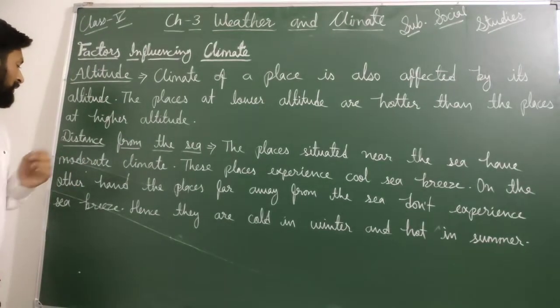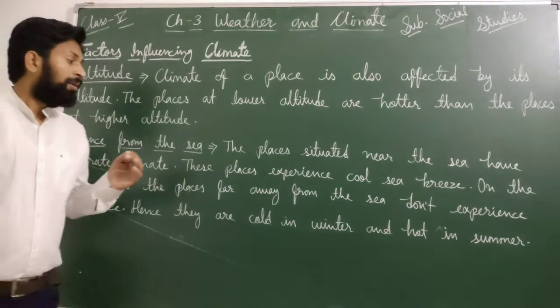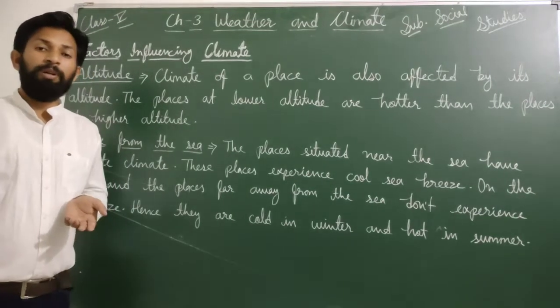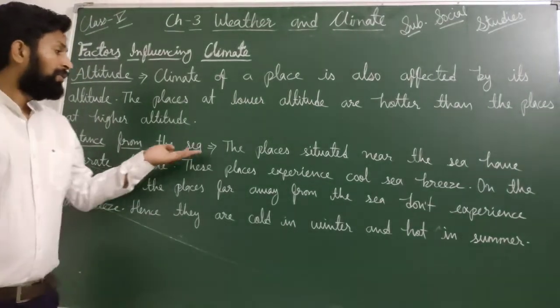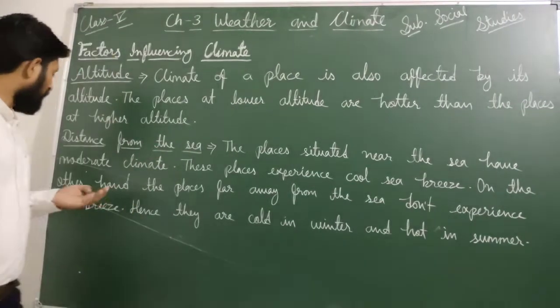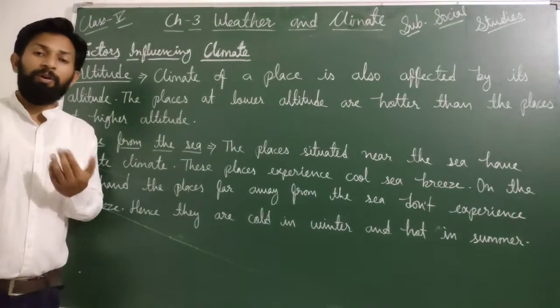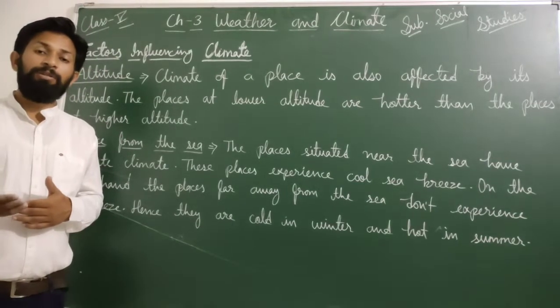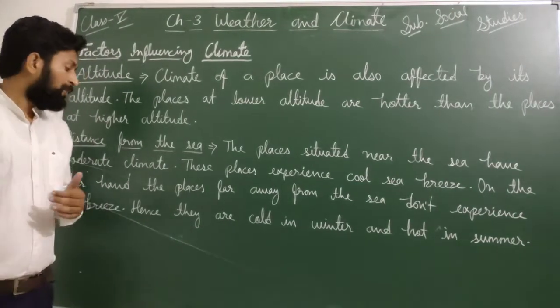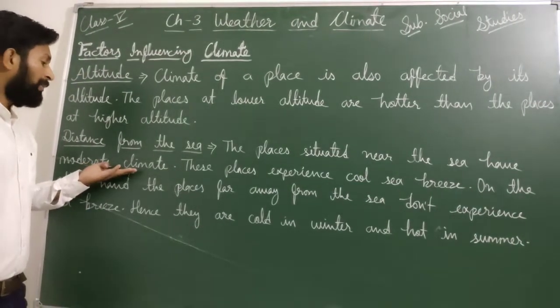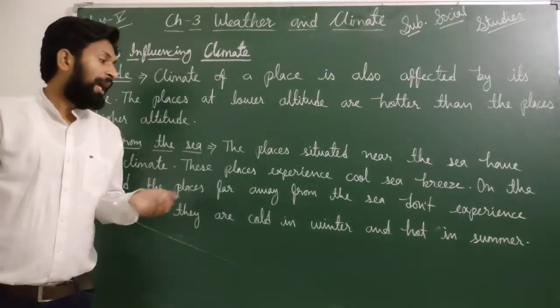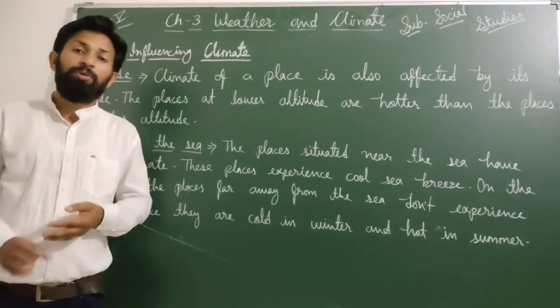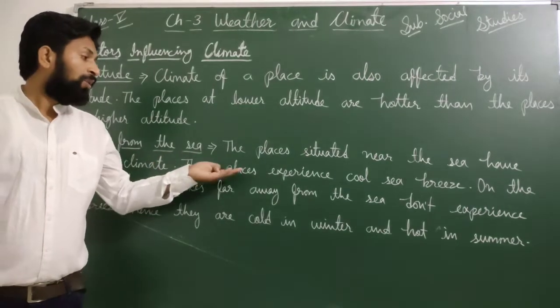Next one is distance from the sea. Distance from the sea also influences climate. The places situated near the sea have a moderate climate. If we talk about places nearby the sea, like the west coast, Mumbai, that place feels a moderate climate throughout the year. These places experience a cool sea breeze throughout the year.